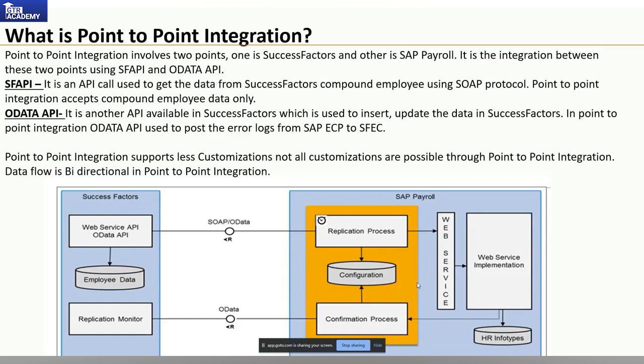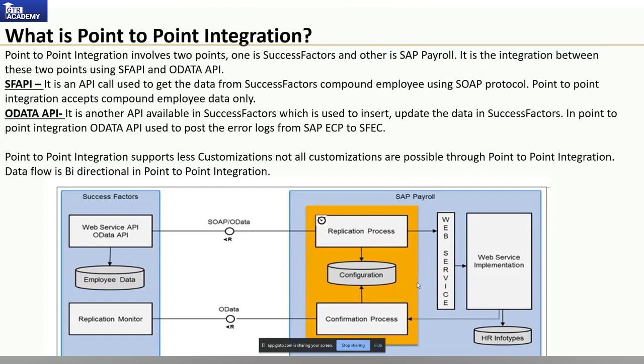So ideally, you can consider only two systems: Employee Central and Employee Central Payroll. The Employee Central Payroll system is the one where you configure the point-to-point integration and also your payroll configurations. It's not two different systems. Employee Central Payroll is only one system.